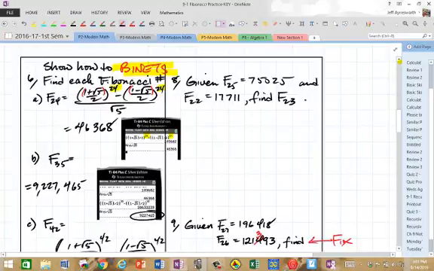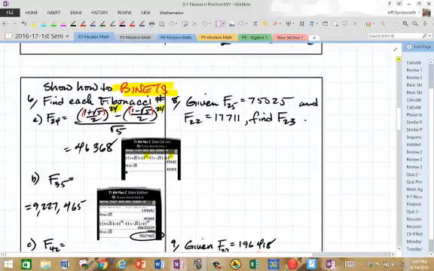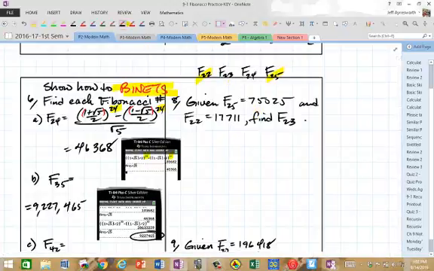Okay, so given the 22nd and 25th numbers here, find the 23rd. So check this out. You're given F22 and this F23, F24, F25. Let's say we're given these two, the 22nd and the 25th, and we want to find the 23rd. Well, what you do is you subtract and divide by 2 to get to the 23rd.